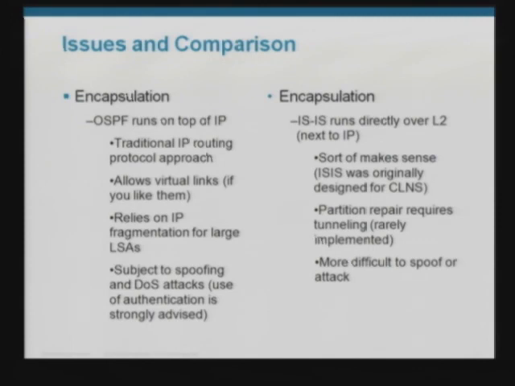Now, if you compare the encapsulation side of IS-IS, it was originally designed as a layer 2 protocol, working on layer 2, carrying the CLNS packet. So it is difficult to do spoofing in IS-IS because it works on layer 2. And it sort of makes sense: a layer 2 protocol carrying the layer 3 routing. So that's the way IS-IS works. And there are some cases in IS-IS where there may be a partition of the area, but very rarely. There is a virtual link in IS-IS also, but it is very rarely implemented.